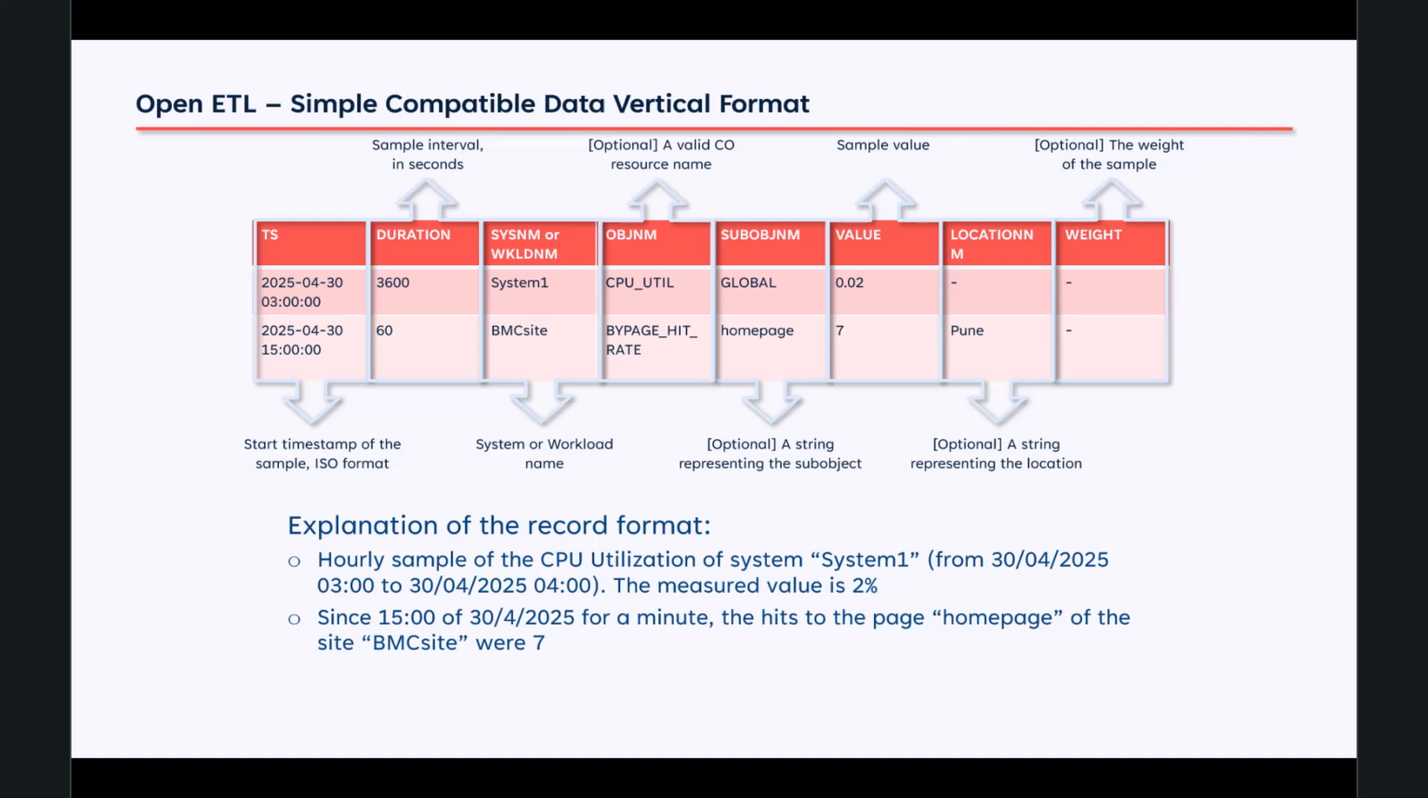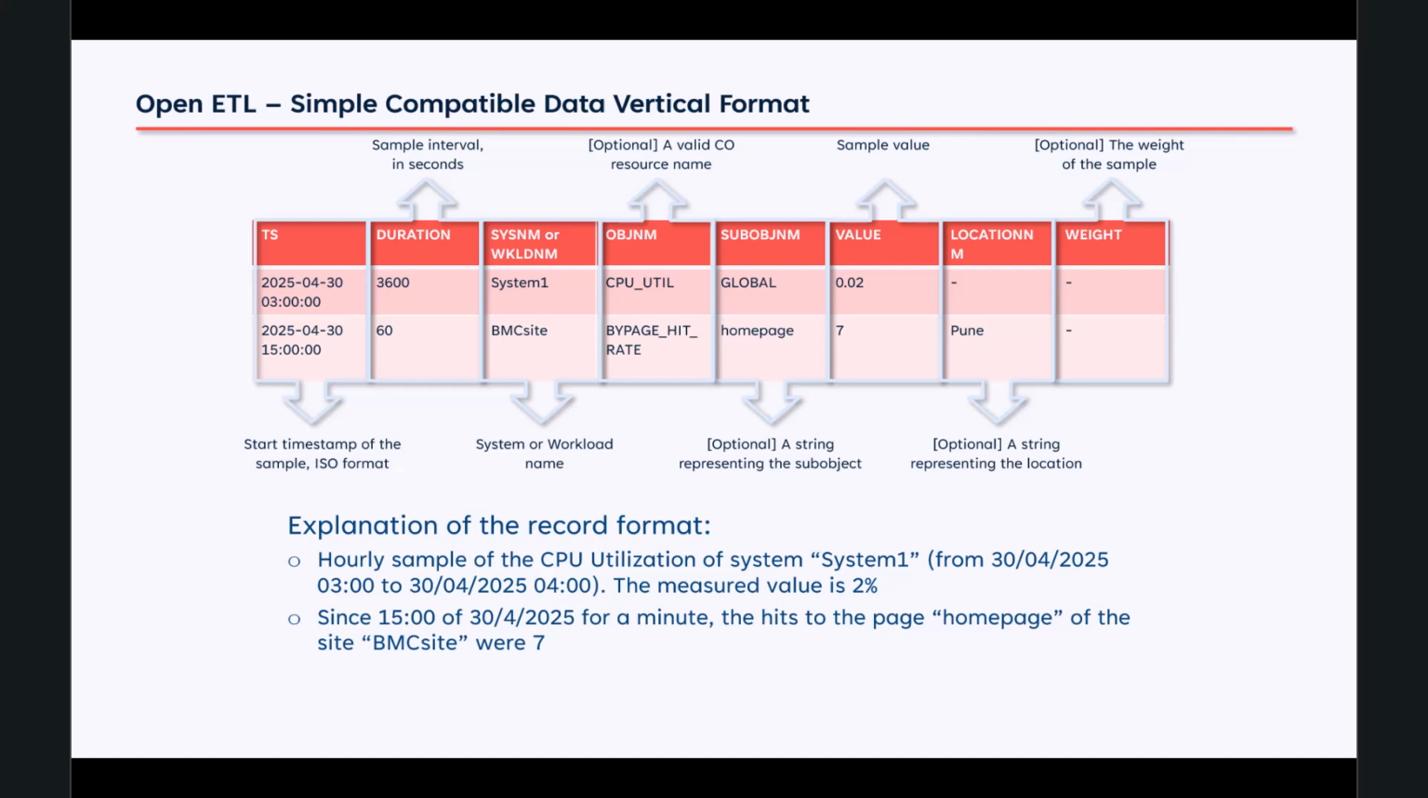This is a simple representation of its structure. The dataset has some key columns that need to be present. One is the timestamp of the samples that represents the starting point of the sample, a duration that represents the validity of the sample in seconds, so 60 seconds for minute duration, 300 seconds for 5-minute resolution, 3600 for 1 hour resolution, 86400 for 1 day resolution.